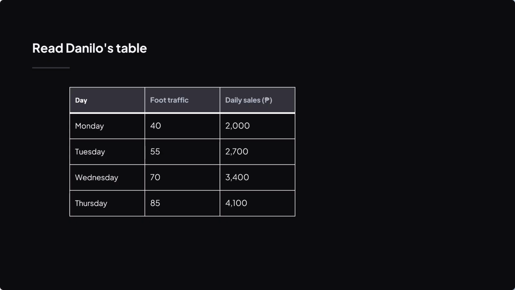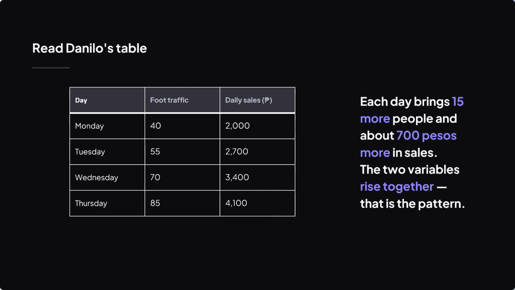The sales rise from 2,000 to 2,700, 3,400, to 4,100. Each day brings 15 more people and about 700 pesos more in sales. The 2 variables rise together. That is a pattern. A chart shows the same pattern at a glance.